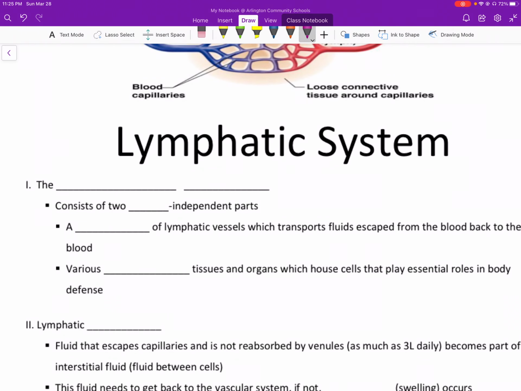I'm going to do some purple today. I think I made these blanks a little bit too big, but that's okay.